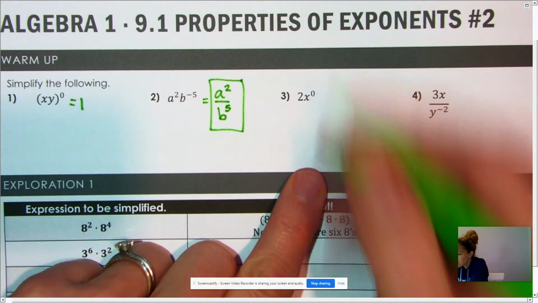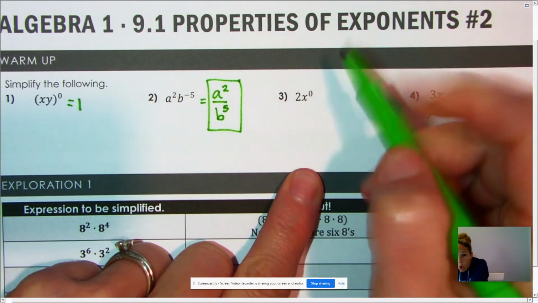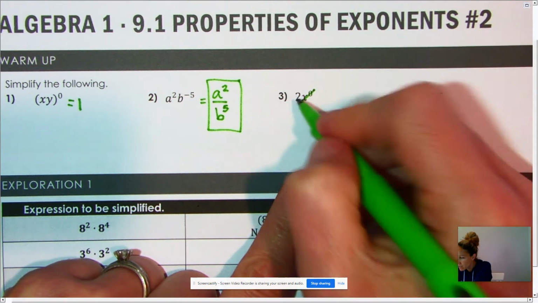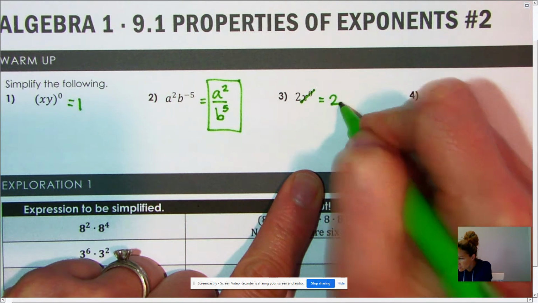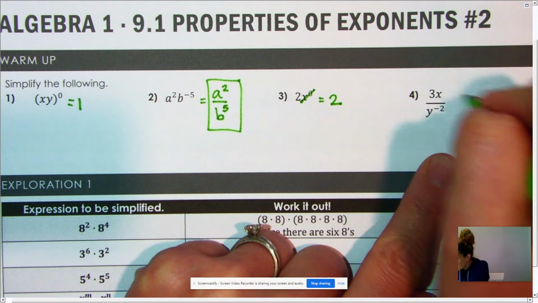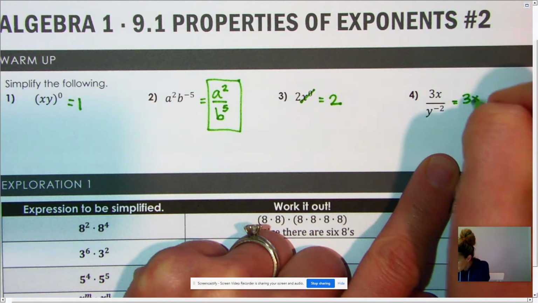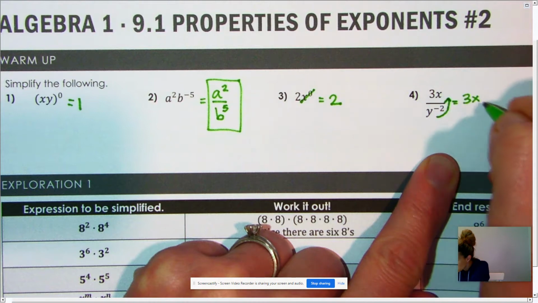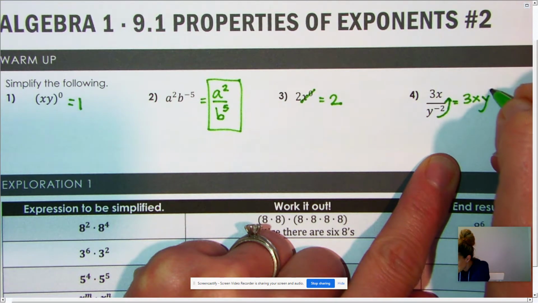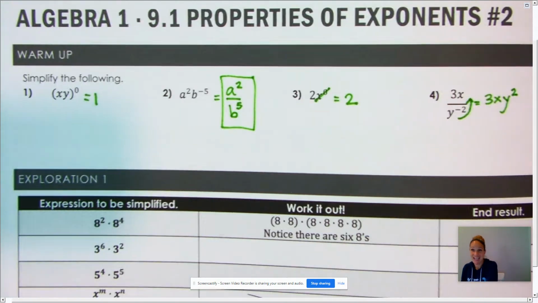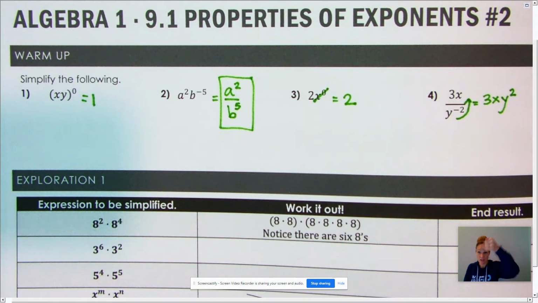Question number 3, that 0 only goes with the x. So that part means times by 1. 2 times 1 is just 2. This one over here, we've got 3 to the x. That stays exactly where it is. This y to the negative 2 is unhappy in the bottom, so we move it to the top, and now it is happy. So remember, we're doing the reciprocal anytime we have a negative exponent. And so when you do that, we now have a positive exponent.